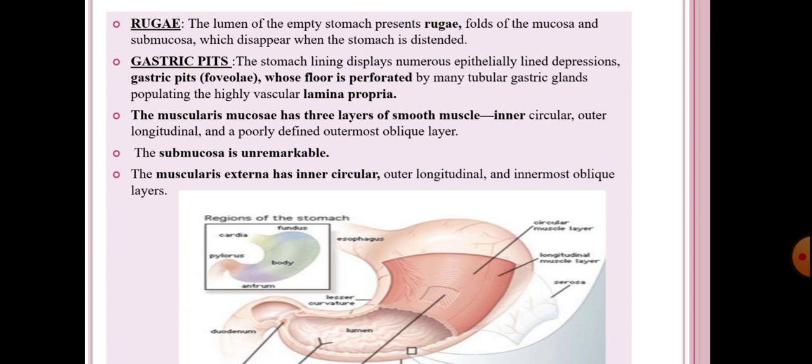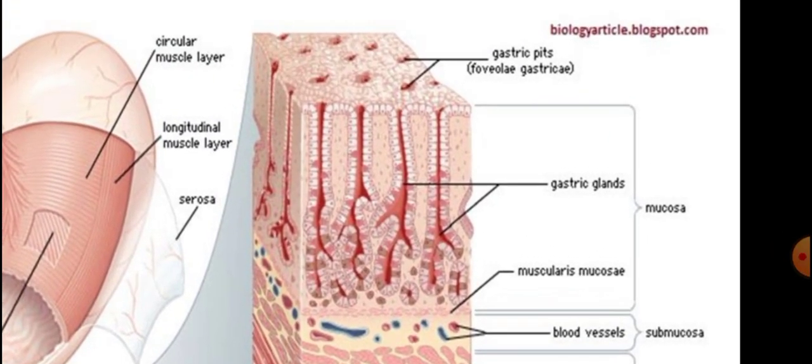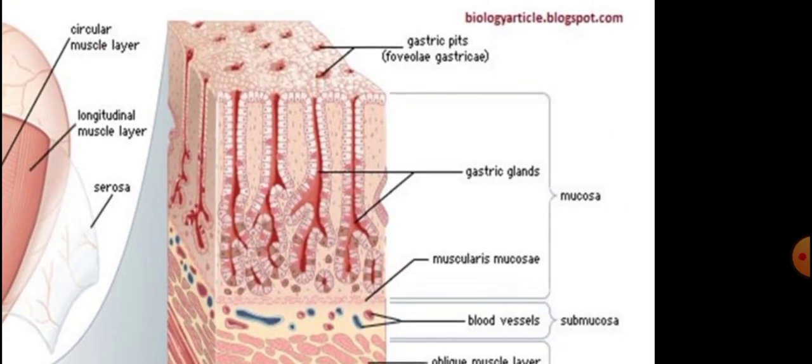The next important thing is the presence of gastric pits, which are just depressions of the epithelial lining. This epithelial lining gets depressed and reaches somewhere down to the layer of the submucosa. You can see here in the next diagram these epithelial lining cells, and the depression reaches about the lamina propria and muscularis mucosa, meaning the 3 layers of the mucosa.